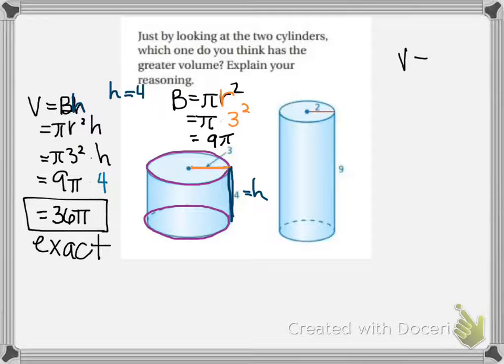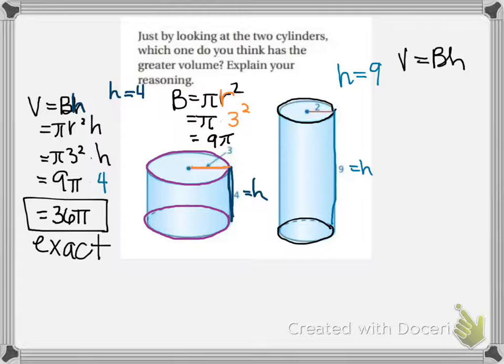Again, the volume formula is BH, and the reason it's BH is because we have two bases. To find the height, you're going to find the number that connects those two bases, and that's 9. So I'm just going to make sure. I always do the same thing. There we go. H is equal to 9.